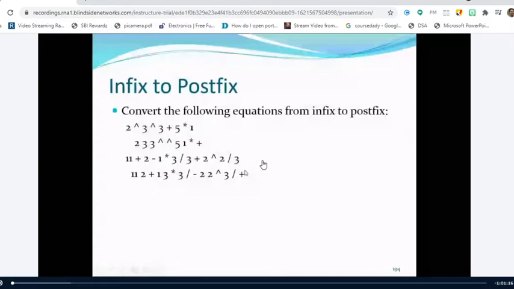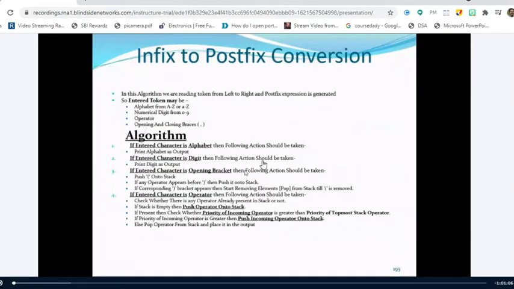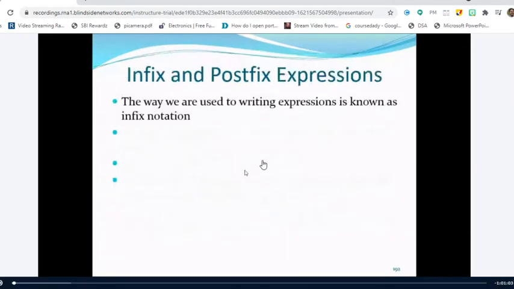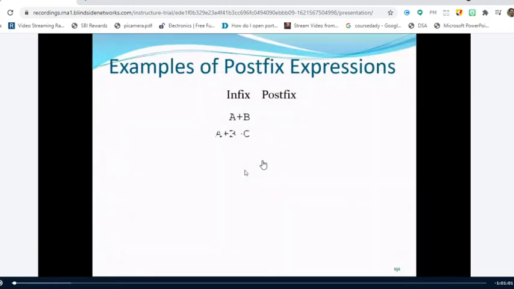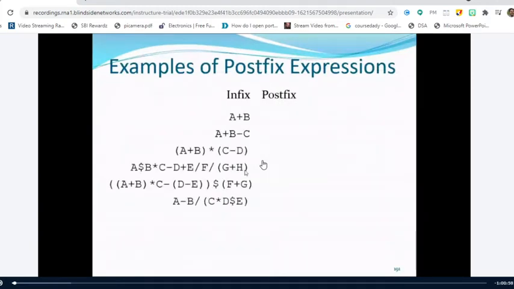Yesterday we started our discussion on conversion of infix expression to the postfix expression using stacks. We have gone through the algorithm and some examples of this conversion. In today's session, we will continue with the same topic, converting infix to postfix, with a few more examples that we'll try to solve. If time permits, we will also go with the other application, evaluation of postfix expression using stacks.